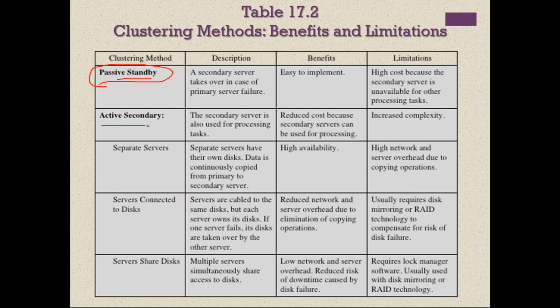So the second method is active secondary. In the first case we discussed passive standby. The second method is active secondary. Here the secondary server is also used for processing tasks. Apart from taking over when the primary server fails, the secondary server will also be used for processing the tasks. The advantage is reduced cost, because the secondary server can be used for processing. So now we are utilizing the server effectively. The disadvantage is increased complexity.